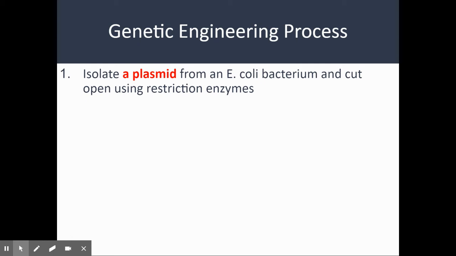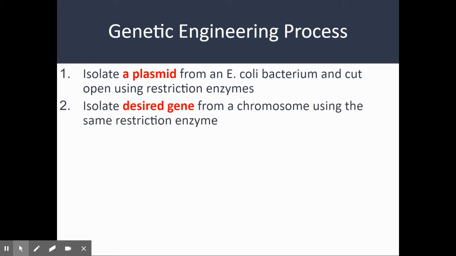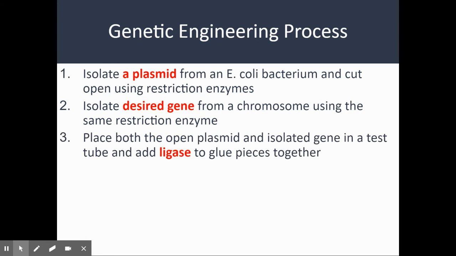So step 1 is you have to isolate your plasmid from the E. coli bacterium, and you have to cut it open using the restriction enzymes. So isolate and then cut. From there, you need to isolate your gene from a chromosome that you're using from some sort of DNA, whether it's a human genome or something else, and you're going to use the same restriction enzyme and cut that desired gene out. You're going to place both of the plasmid and the gene in a test tube, and you're going to glue those pieces together.